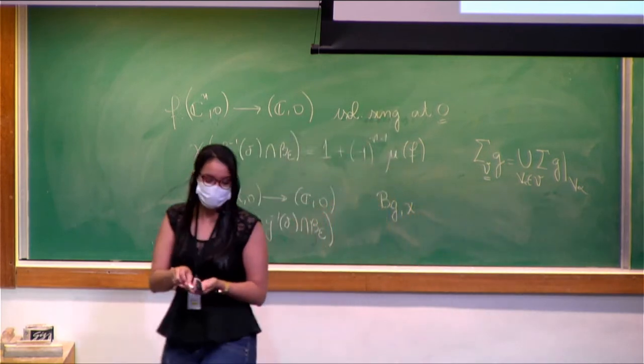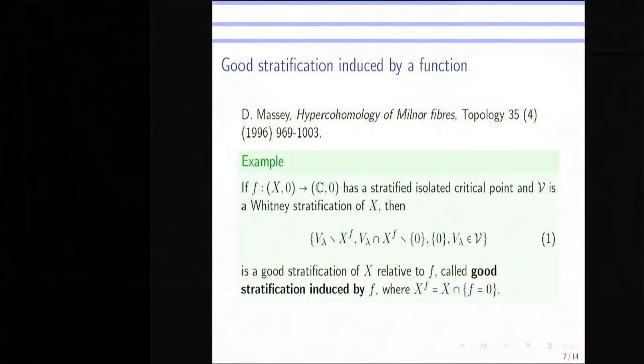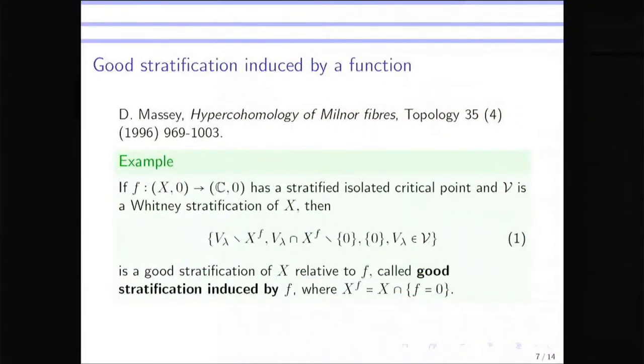And in that case, this collection, where we look at a Whitney stratification of our space, which always exists, I didn't tell you but it always exists, and we take the strata intersected by the zeros of F, and the origin itself, then this collection is a good stratification of X relative to F. And it has a special name, which is the good stratification induced by F, right?